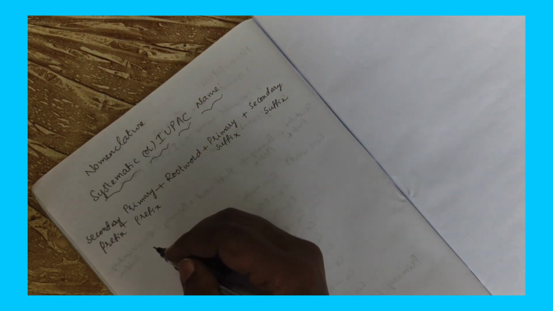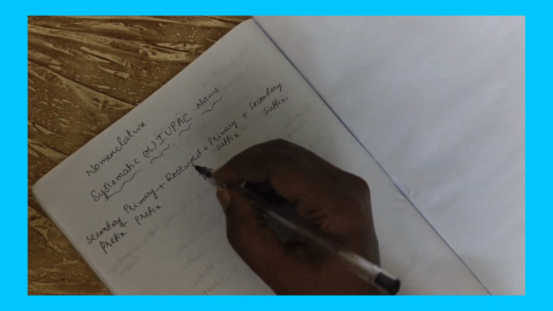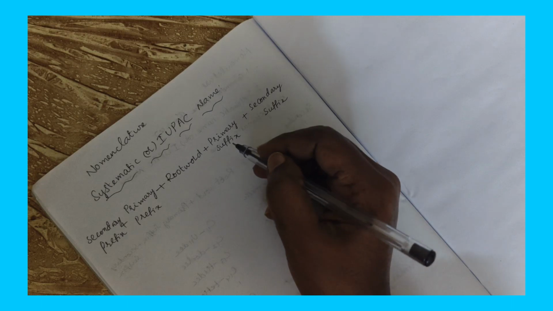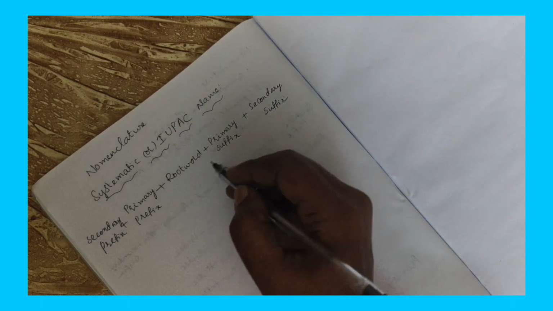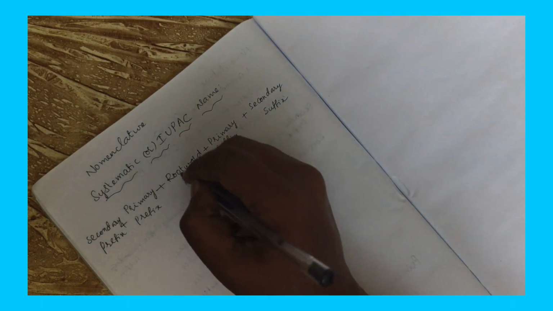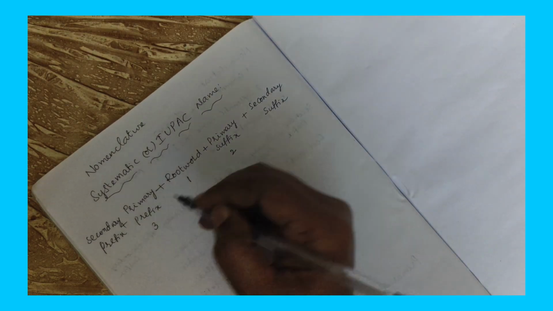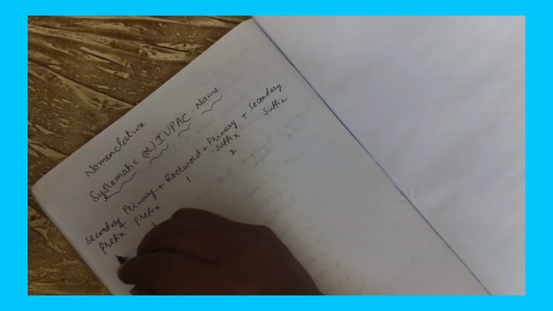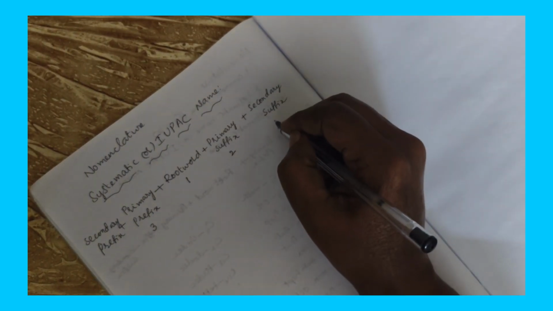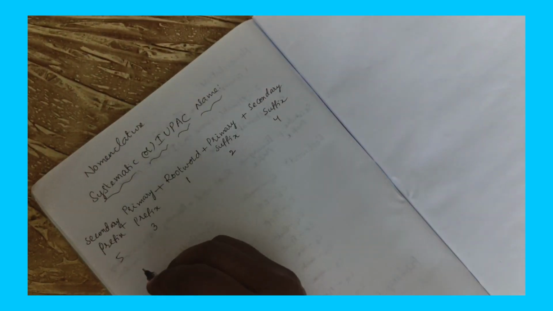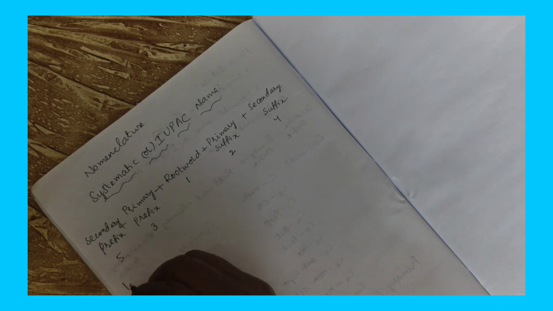What is actually root word? First we have to concentrate on root word, then after primary suffix. Just one by one we'll go through this. First part, I'm giving numbering here: 1, 2, 3. Then after these, 4 and 5 together we'll write those parts. Yeah, number 1 I'm writing here: root word.